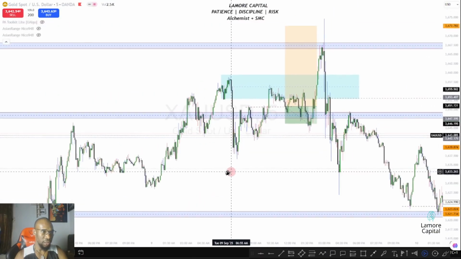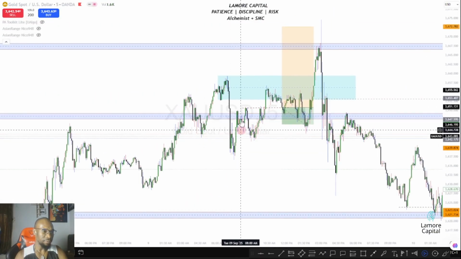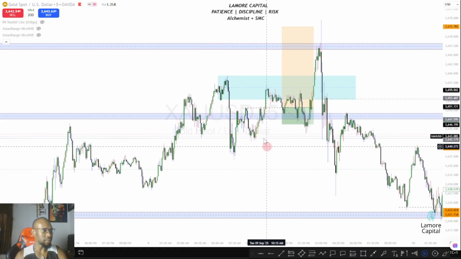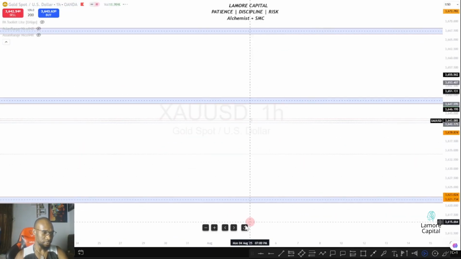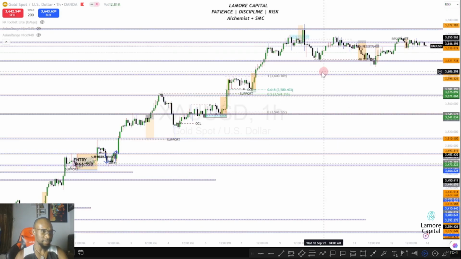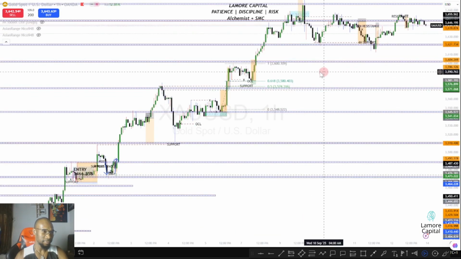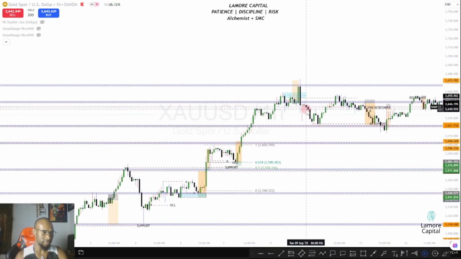On Tuesday, I was on the 1 hour time frame at this point. Now let's go back to the 1 hour time frame and see what happened here, and why we got stopped out before the market moved. It's very funny.